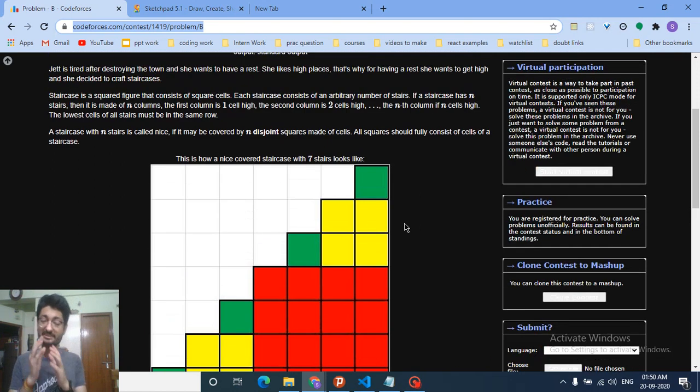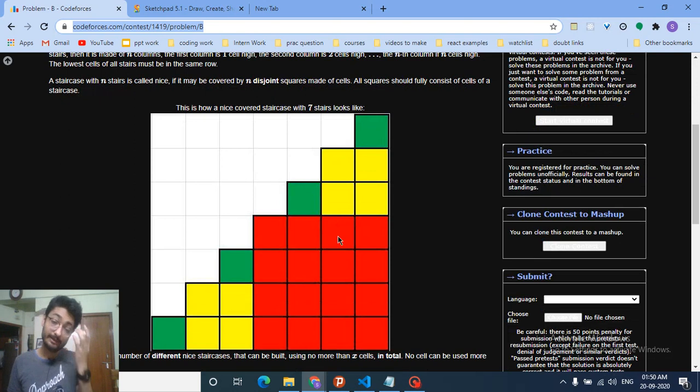Now a staircase can be called nice if you can paint it in squares, like this can be a square, this can be a square, such that two adjacent squares don't have the same color. As you can see, these two adjacent squares don't have the same color. Okay, so this staircase is called nice.